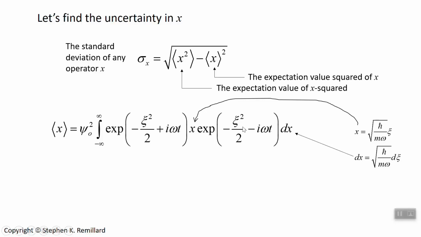Now we do have this thing where we have two different variables at play here. We have xi and x, and so I'm going to favor xi over x because it makes the exponentials much cleaner. So replace x with x equals root h bar over m omega xi. That means replace dx with root h bar over m omega d xi. The limits on the integral don't change at all. Infinity is still infinity.